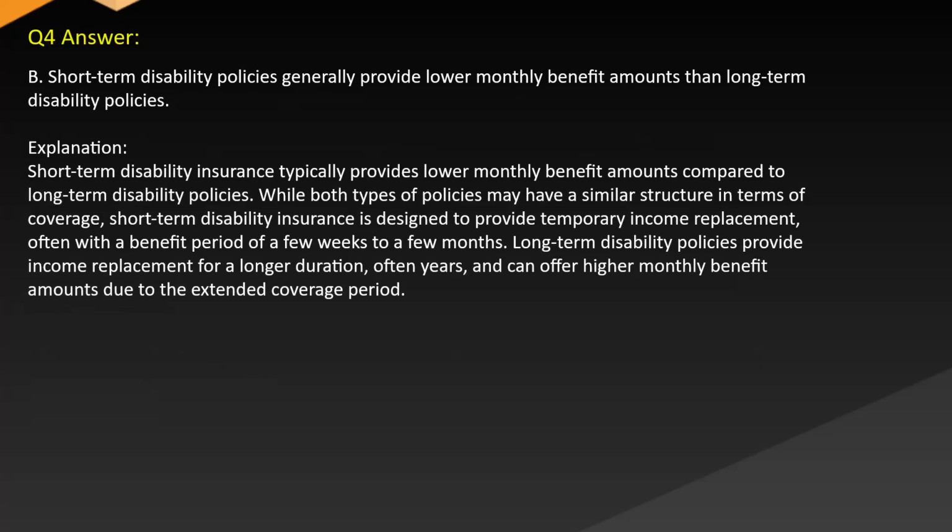Answer: B. Short-term disability policies generally provide lower monthly benefit amounts than long-term disability policies. Explanation: short-term disability insurance typically provides lower monthly benefit amounts compared to long-term disability policies. While both types of policies may have a similar structure in terms of coverage, short-term disability insurance is designed to provide temporary income replacement, often with a benefit period of a few weeks to a few months. Long-term disability policies provide income replacement for a longer duration, often years, and can offer higher monthly benefit amounts due to the extended coverage period.